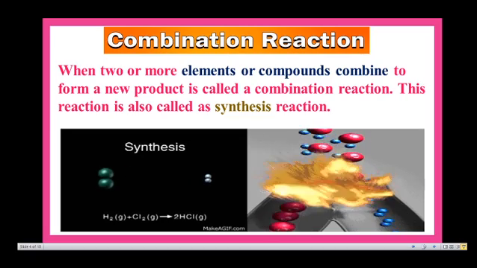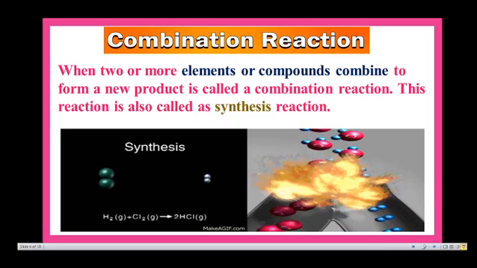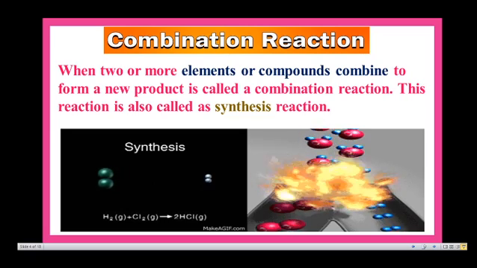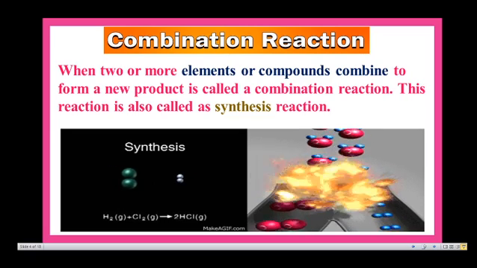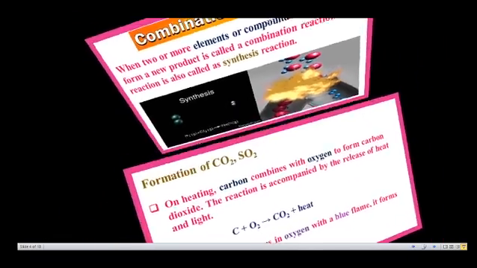Look at the example. Hydrogen combines with chlorine, produces hydrogen chloride. So hydrogen chloride, a new compound, is synthesized. Therefore, combination reaction is also called a synthesis reaction. Let me discuss more examples to understand the reaction.